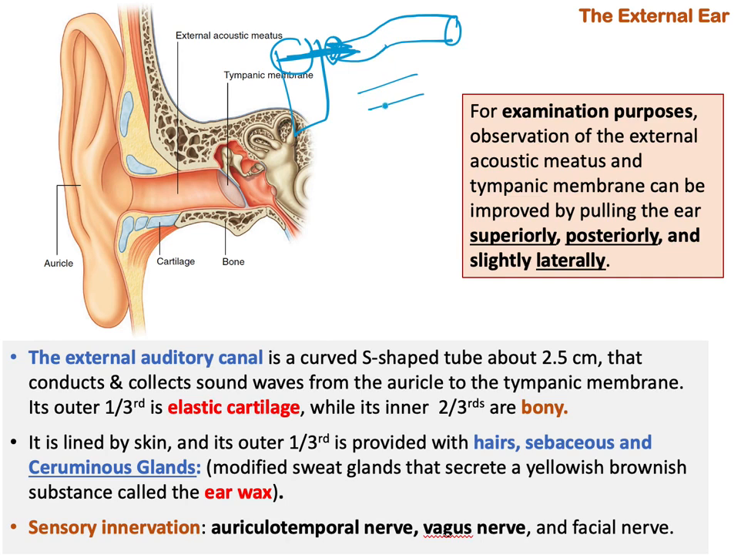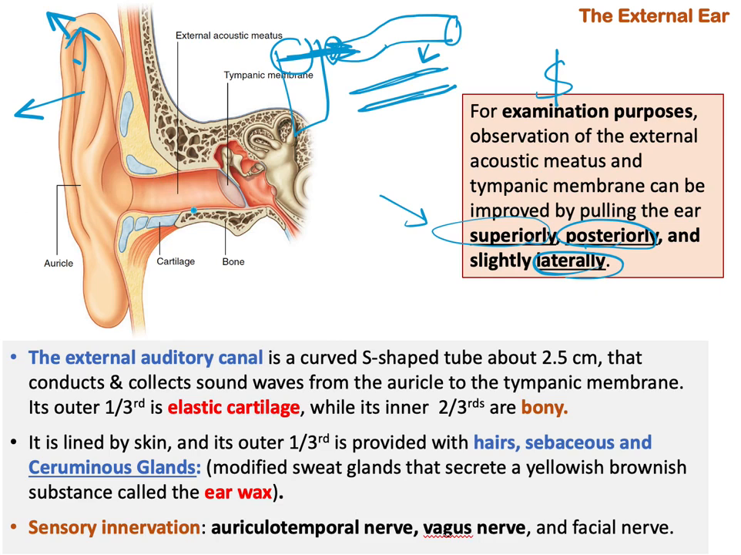So how can he or she straighten it? By this, which is very important. He or she has to pull the auricle up, posteriorly, and out laterally. So superiorly, then posteriorly, and then a little bit laterally. In this way, the external auditory canal is straightened as much as possible.